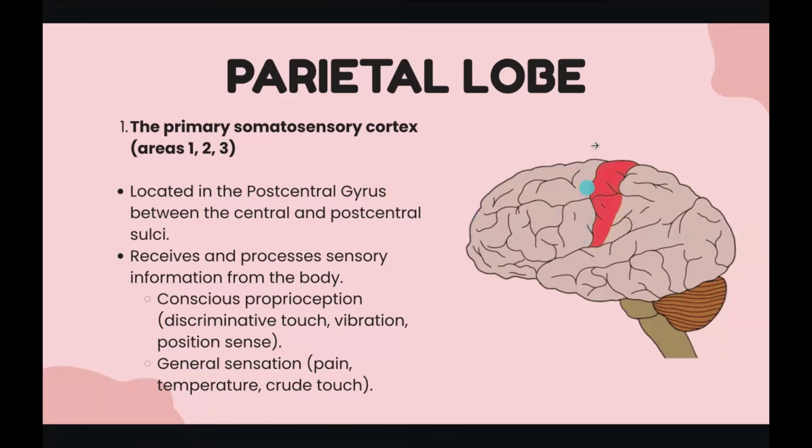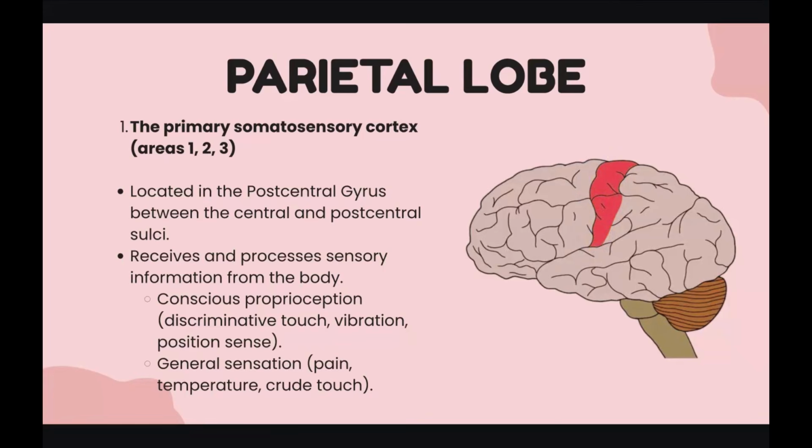So as we said, here is the central sulcus and it's posterior to it. So the postcentral gyrus is between the central and the postcentral sulci. All right? Makes sense. And it receives and processes sensory information from the body. So it's all about conscious proprioception and general sensation.